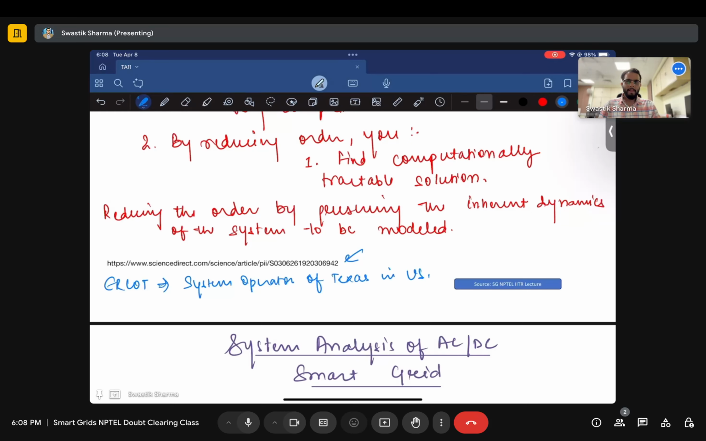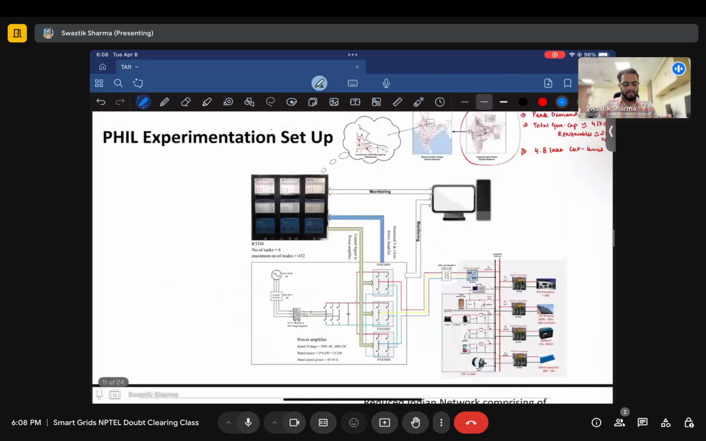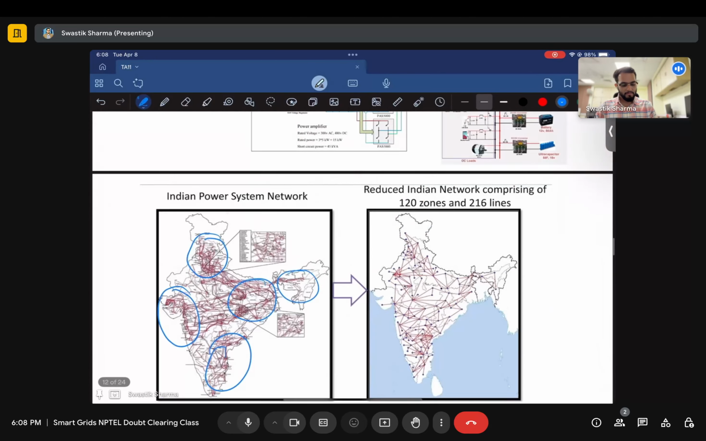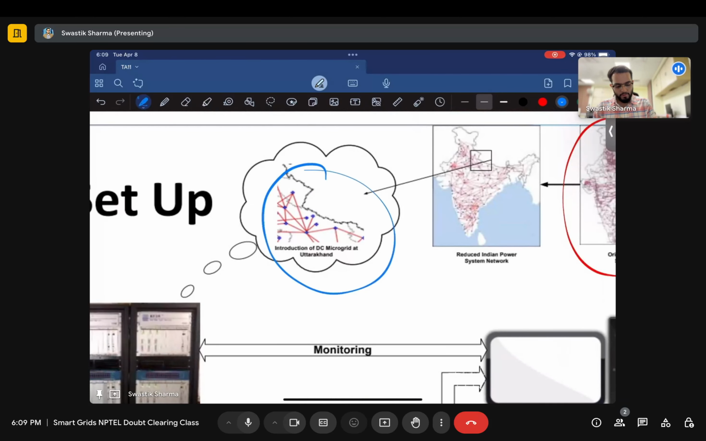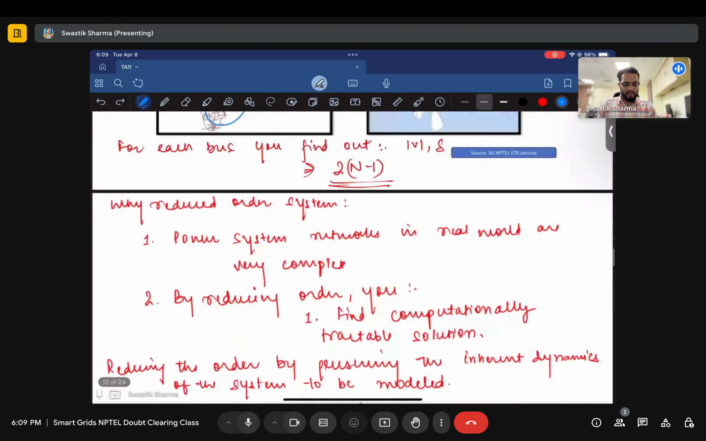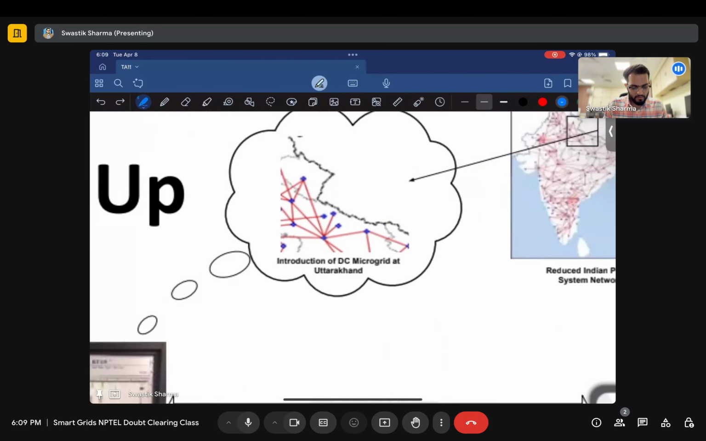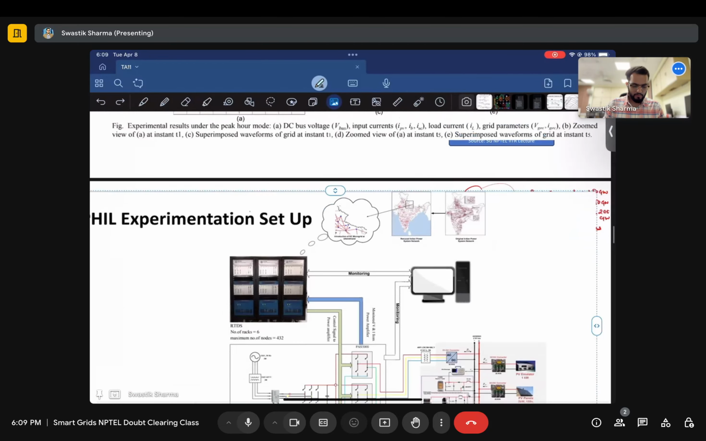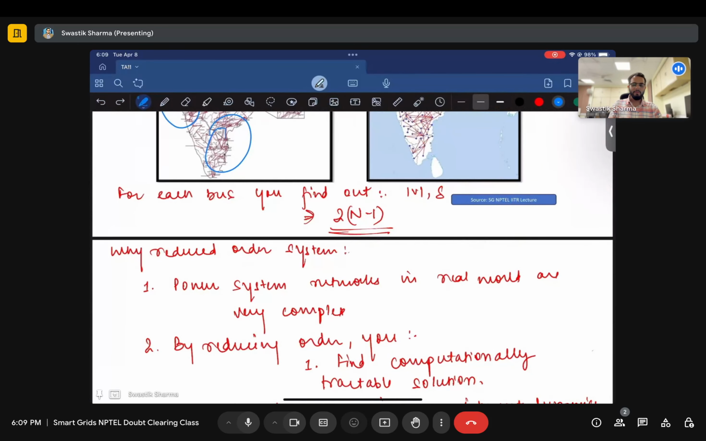I won't go into detail, but what I wanted to discuss was how this reduction happens, right? And by reducing this system, they picked out the buses of the Uttarakhand state. So this is what they did. They took out Uttarakhand as a test system, and they modeled all of that over there, right? And they did a PHIL experimentation of integrating a DC microgrid to Uttarakhand's network, right? And this is what they have written over here. So this is how things happen if you want to simulate a real world scenario.